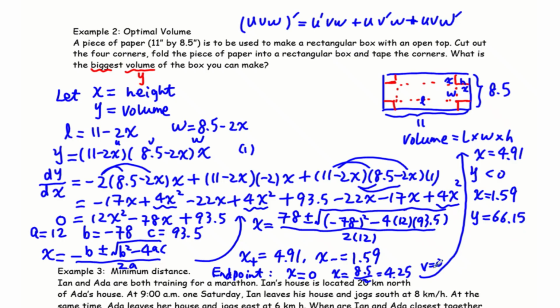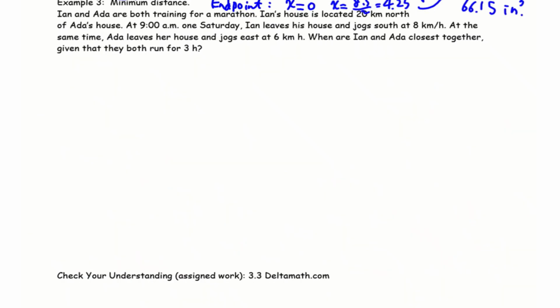So we compare volume 0, volume less than 0, volume 66.15. So we know the biggest volume is 66.15 inches cubed. Okay, and the cut is 1.59 at the corner. So that is for example 2. Then we are going to continue on example 3. So now we are going to look at our next example.